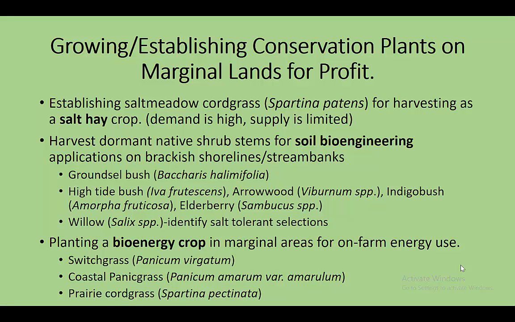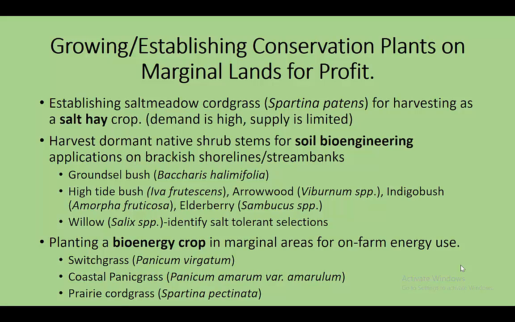There are some willows that have some level of salt tolerance, although most willows don't have a very high level of salt tolerance. But willows are typically used in stream bank freshwater situations, but we may have some opportunities to use those in saltwater environments also. And then lastly, planting a bioenergy crop in these buffer areas, which you would be harvesting the biomass off of for on-farm use.